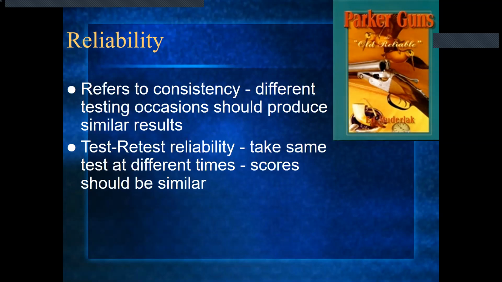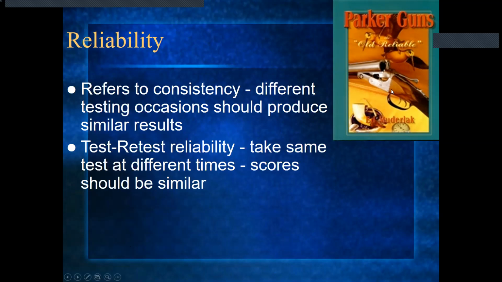So we have a term we call test retest reliability. So take the same test at different times, your score should be similar. That's what that means, test retest. You take the test multiple times, you should get similar results. Old reliable.